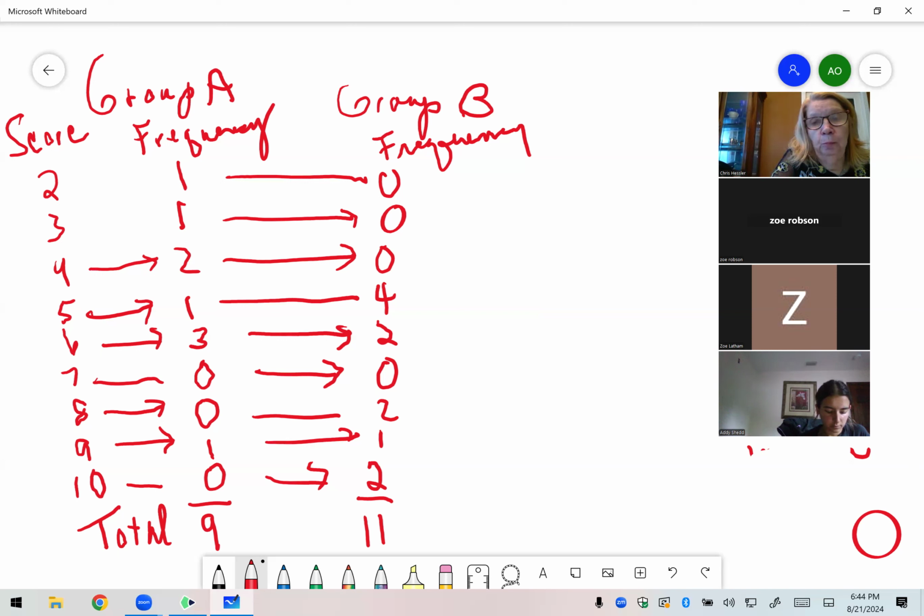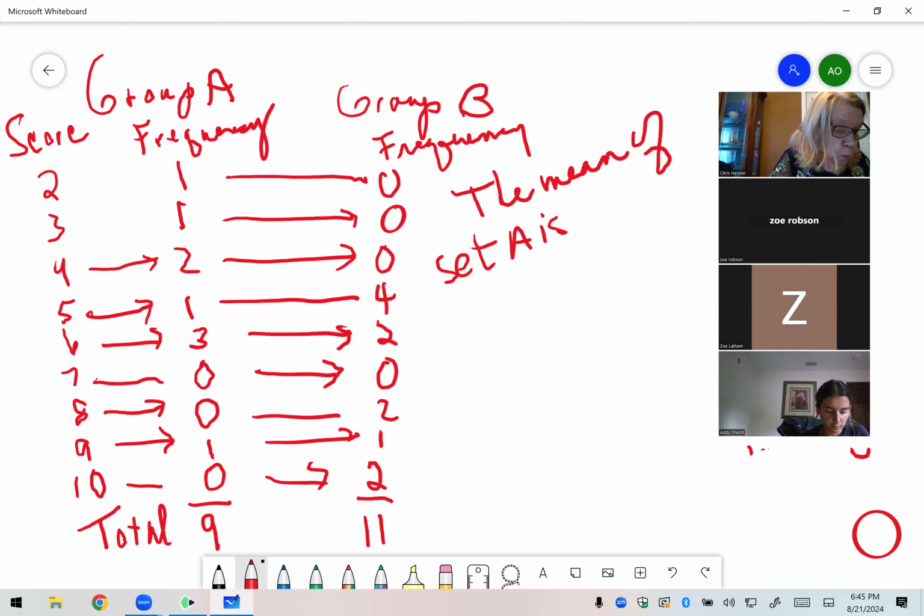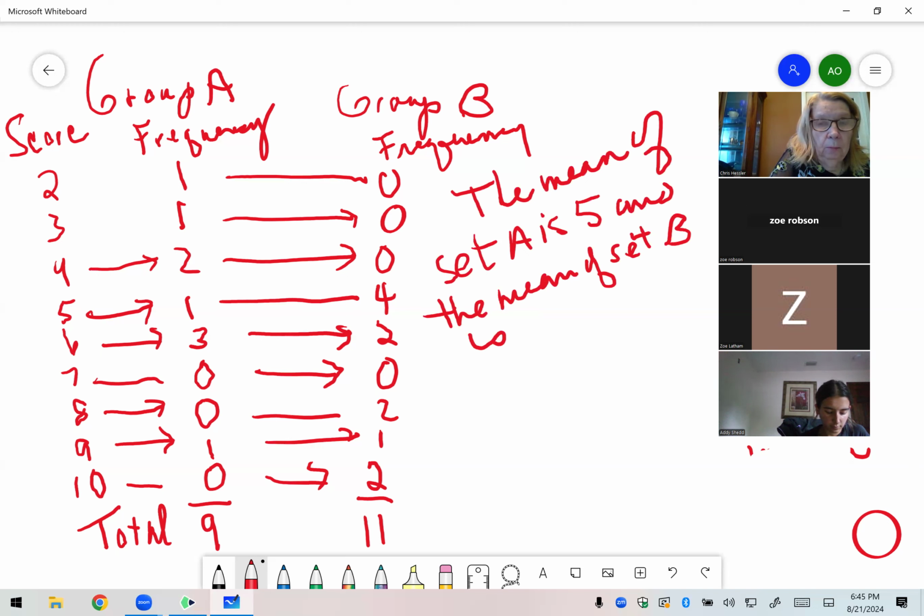The mean of set A is 5. And the mean of set B is 7. What's the mean of all of the numbers? So we can go back to what we did before using our average formula because mean just means average.